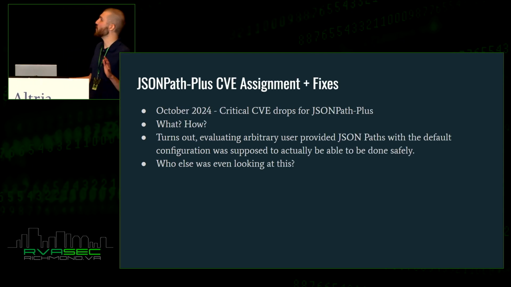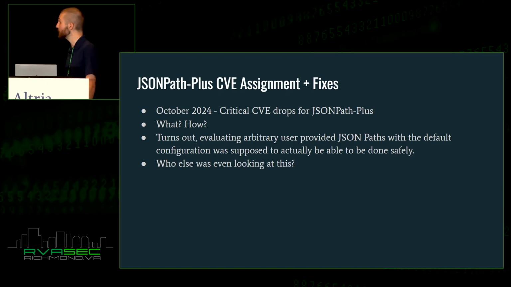Things got interesting though. So come October 2024, a critical CVE for JSON Path Plus dropped. And I didn't know what was going on there. At first I thought it was one of the fake companies that I'd reported things to had decided to go bully the dev that owns this and get them to fix this and decide that it's supposed to be safe. So it turns out that evaluating arbitrary user-provided JSON paths with the default configuration was supposed to be safe. It was not supposed to be totally insecure, so it was not the developer's fault. It was JSON Path Plus's fault.